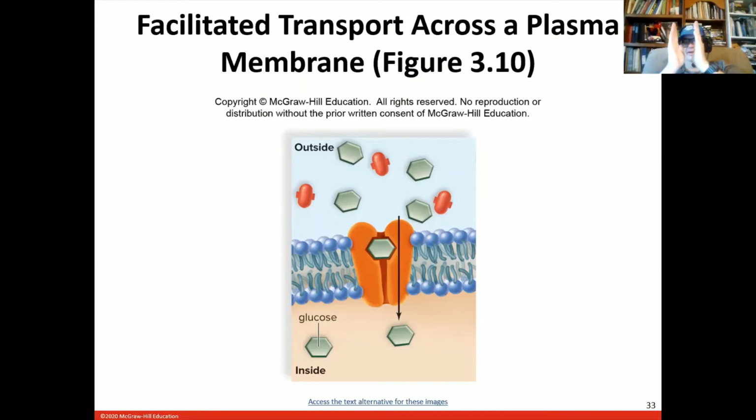It's not pumping. What's happening, if you think about it, is the glucose and whatever else that is, the red thing, I don't know, they come in and try to touch it and go across from high concentration to low concentration. They want to go there.